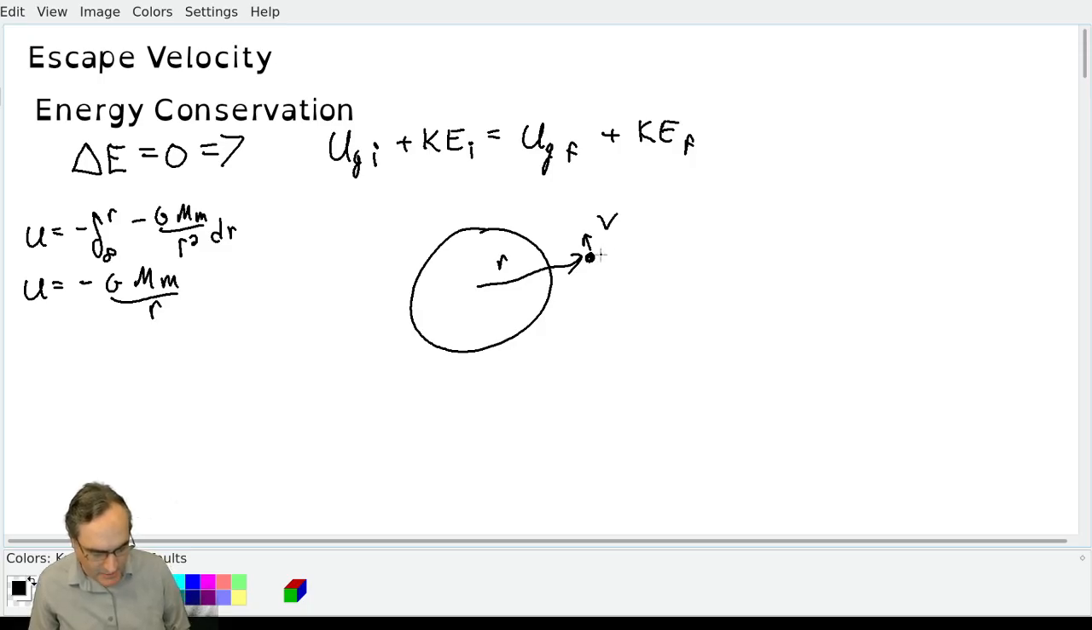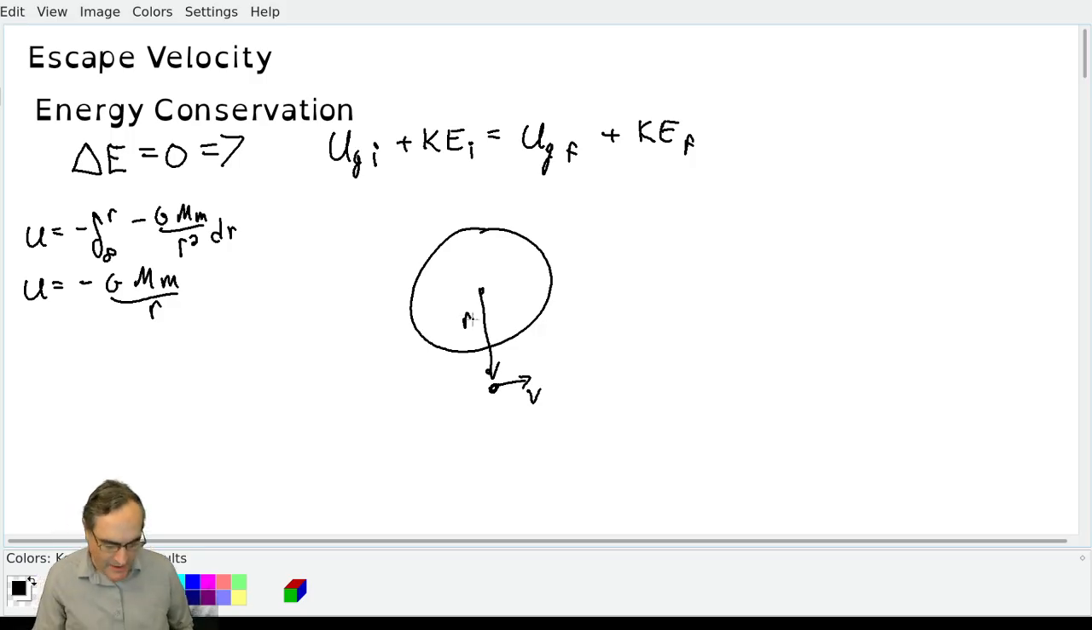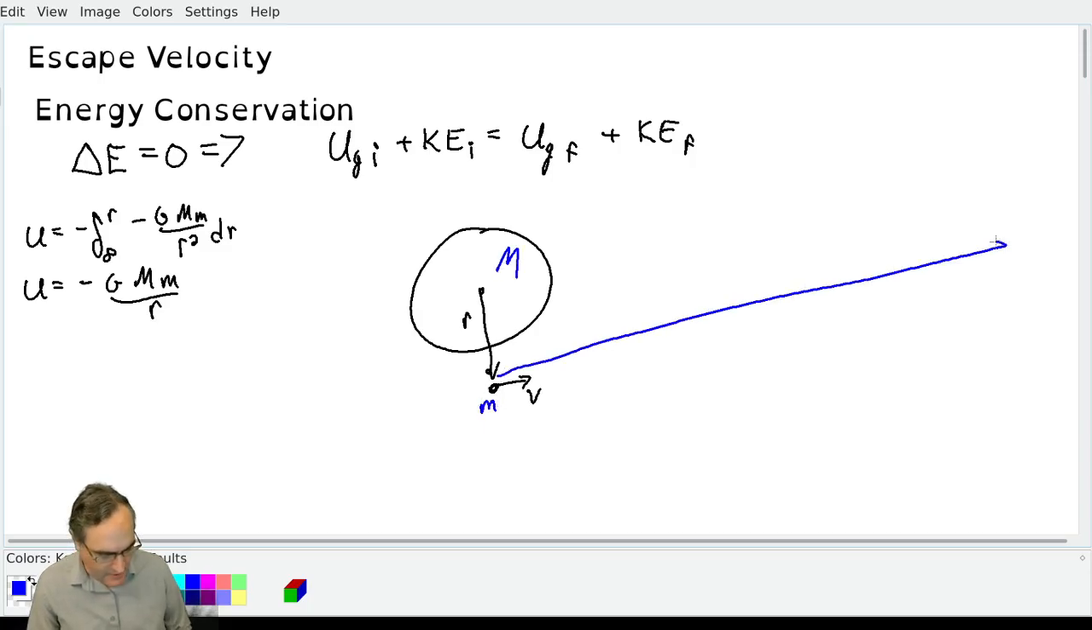Well, to escape means we're going to have to take this object, and I'm not liking where I put it. I'm going to put it down here, going this way instead. How fast would that object have to be moving so that our mass out here ends up traveling off and reaches infinitely far away? Now, why infinite? Because infinite's the only place where the gravitational force goes to 0. So gravitational force goes to 0 only as r goes towards infinity.